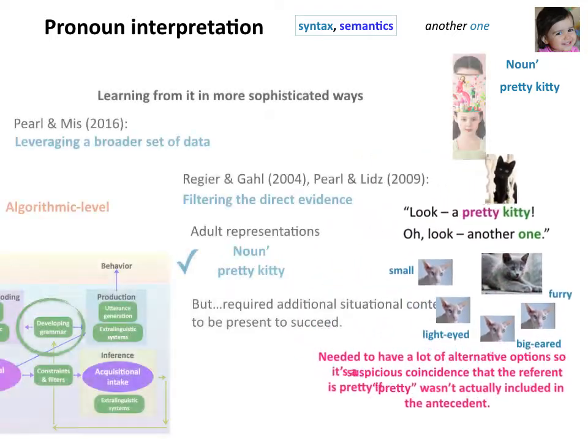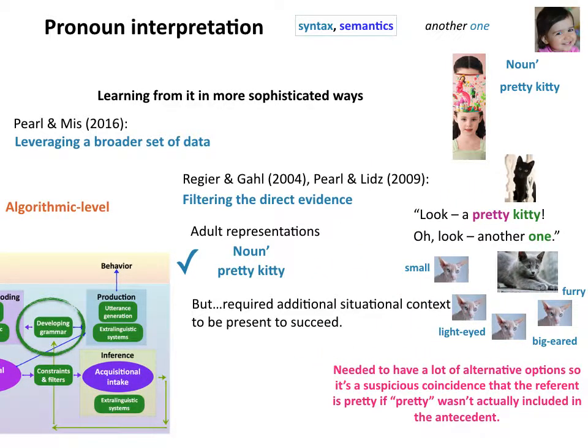So you need to have lots of alternative options in order to get this kind of learner to work, where you're filtering down, ignoring some information that's present. In that sense, it's maybe a slightly less robust strategy because we don't know if that's actually true in children's experiences. This is just something that would need to be true in order for this learning strategy to work.